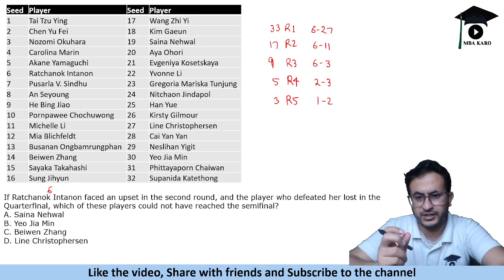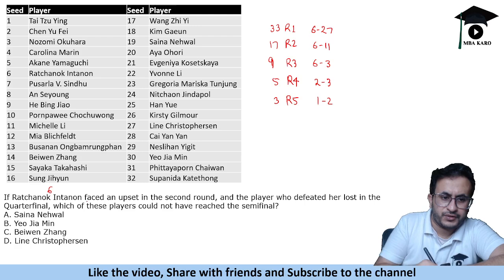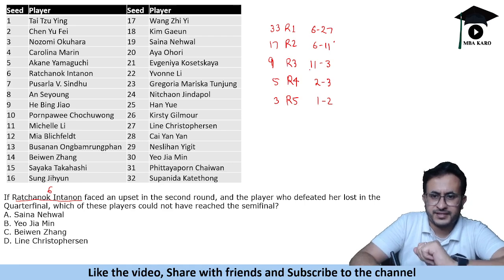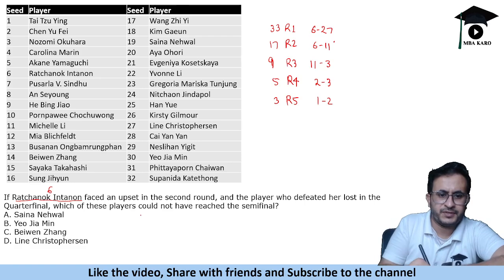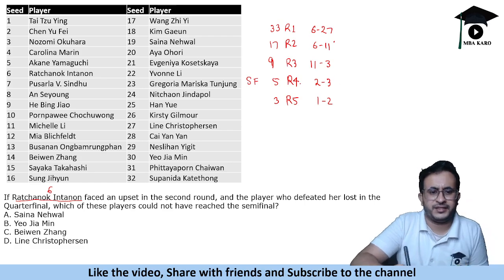So first we plot the ideal trajectory, then find the trajectory of this player. Now faced an upset in the second round, that means it lost to 11 here. So instead of 6, it is 11 versus 3. Now 11 versus 3 is a match, and the question is which of these players could not have reached the semi-final. Ideally it should be 2 versus 3 and so on. Let's look at these players.